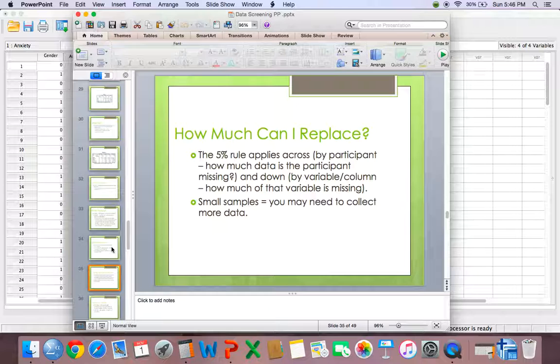Okay, so once you decide if it is MCAR or MNAR, then you have to decide if your missing data is at 5% or less. The 5% rule applies across, which is by participant, so how much data is the participant missing, and down, so by variable or column, so how much of that variable is missing.